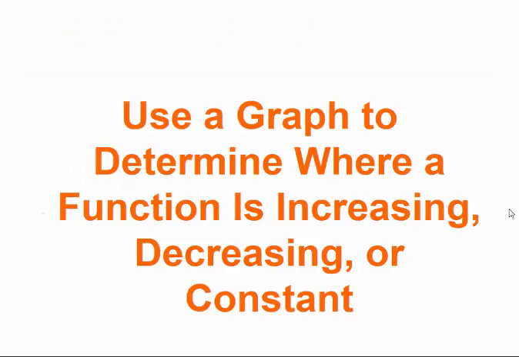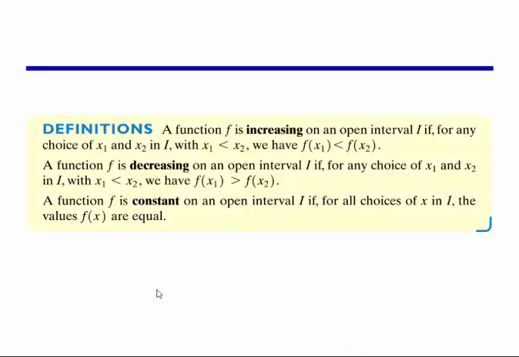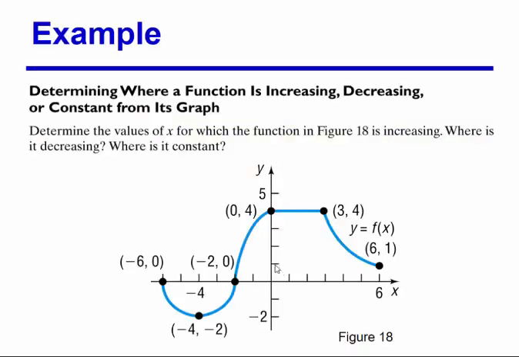So we're going to use a graph to determine where a function is increasing, decreasing, or constant. So here we're going to determine whether it's increasing, decreasing, or constant. Increasing means that from x1 to x2, y1 will be less than y2.